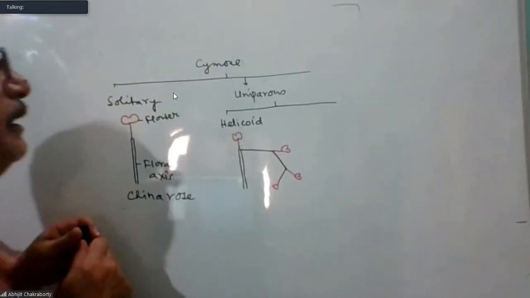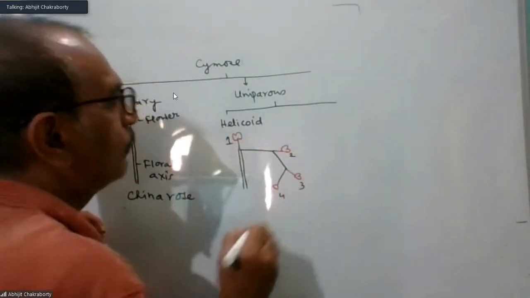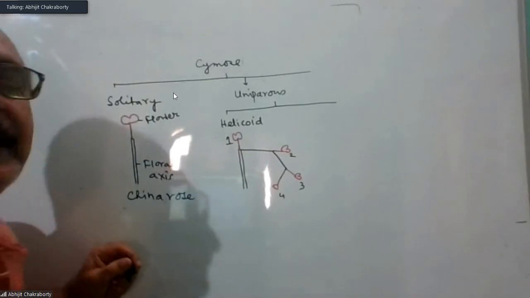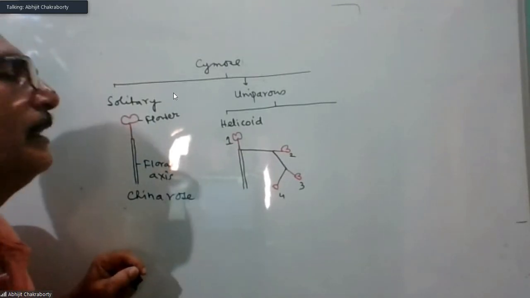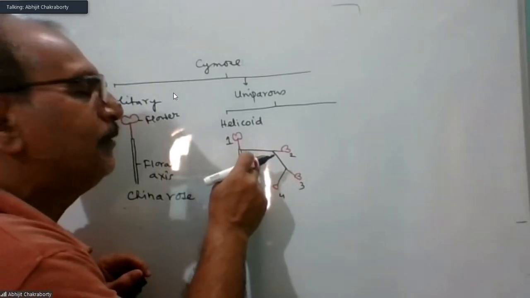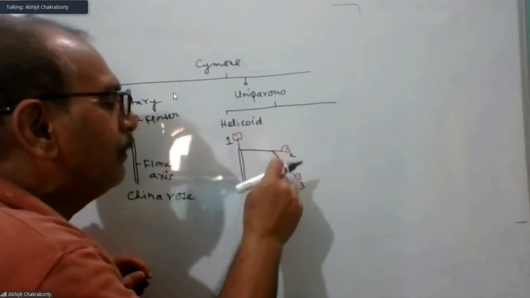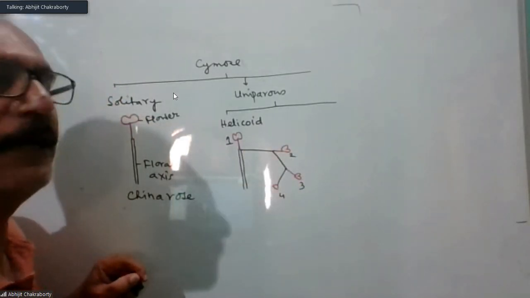So, this is the first flower, second, third, and fourth. Here flowers are arranged basipetally first, and secondly in one side. Here it is shown on the right side, again right, right of this, again right of this. So this is helicoid.